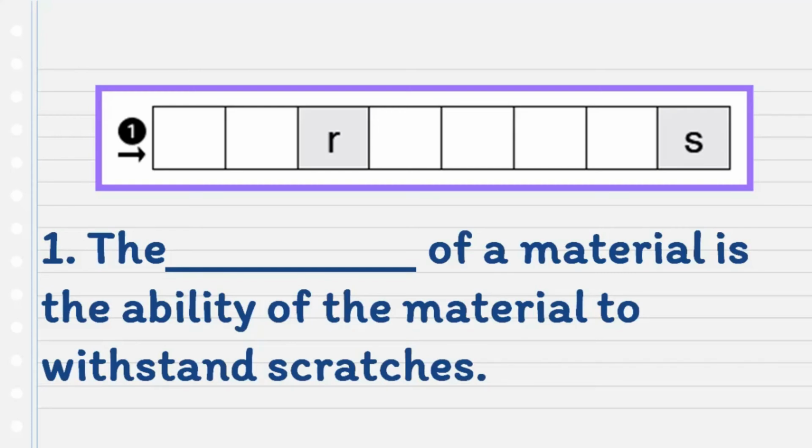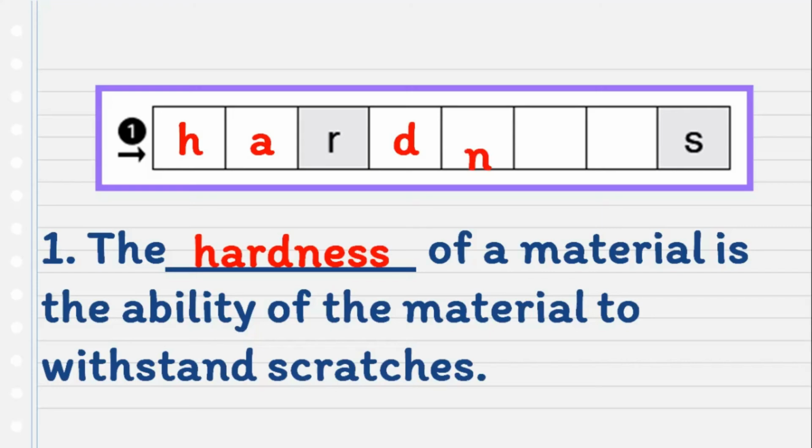Can you guess which one it is? Is it buoyancy, transparency, flexibility, hardness, or strength? Which of those is the correct answer? Very good. It is hardness. We have H, A, R, D, N, E, S, S. Hardness. The hardness of a material is the ability of the material to withstand scratches.